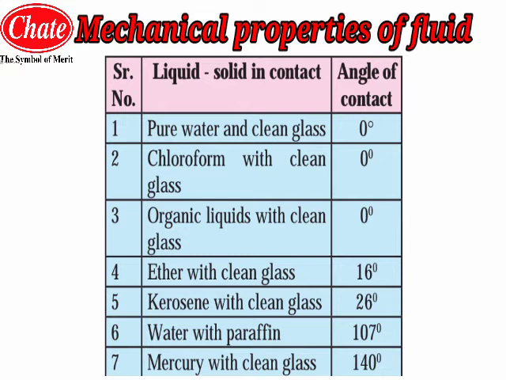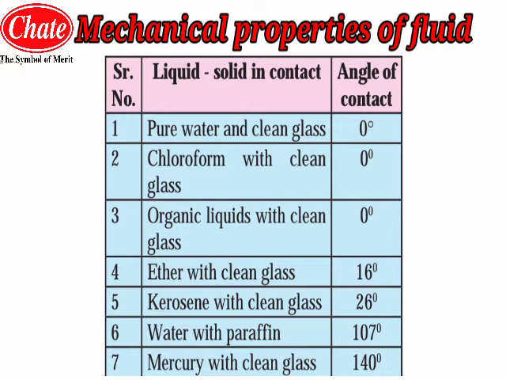Now the third one is organic liquid with clean glass. Now we are going to see the angle of contact between the organic liquid and the clean glass. It will also be 0 degree, as there is no deviation of the surface of that organic liquid with the clean glass. And after that, ether and clean glass. The angle of contact formed between ether and clean glass when they come in contact will be 16 degree. Now the fifth one is kerosene with clean glass. The kerosene makes an angle with the clean glass of 26 degree.